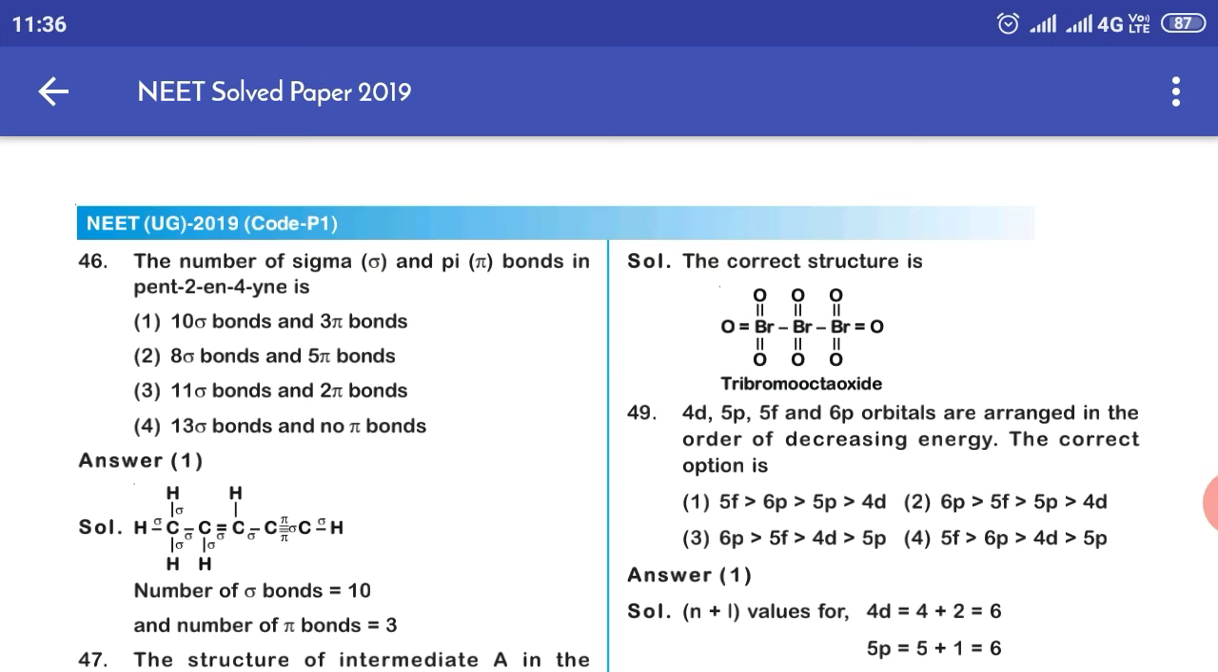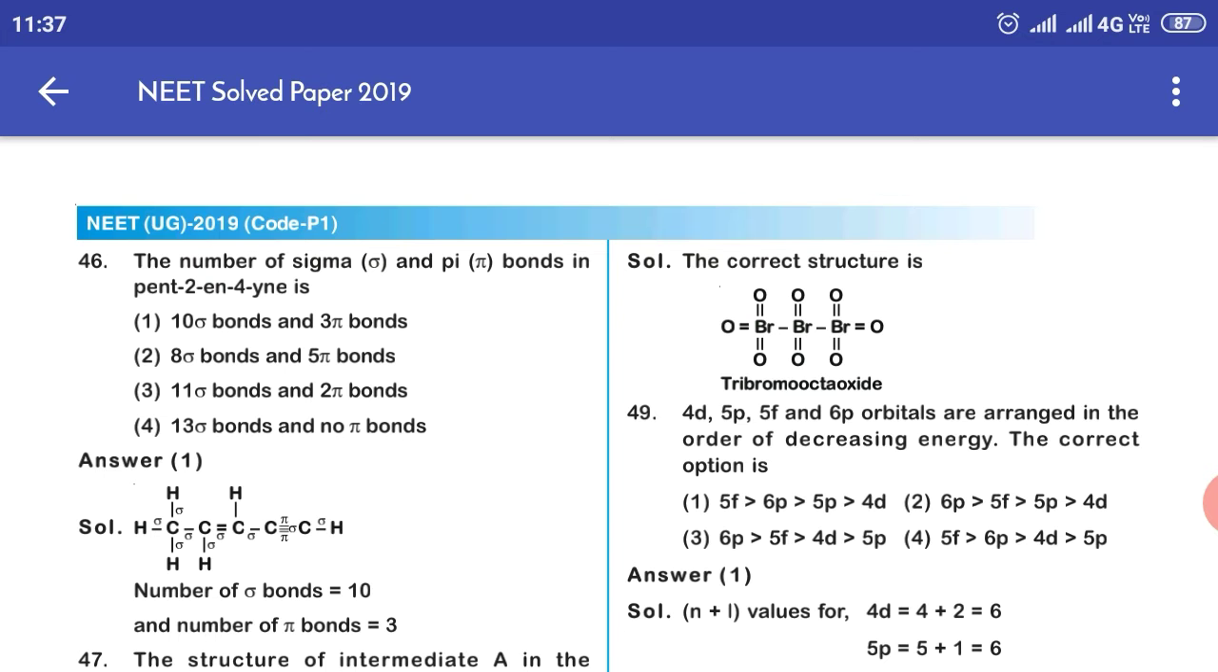Question number 46. The number of sigma and pi bonds in pent-2-en-4-yne. The question is how many sigma and pi bonds are there in pent-2-en-4-yne. To solve this question, you have to know IUPAC nomenclature very thoroughly. Here you have to draw the structure of pent-2-en-4-yne, then you can calculate the number of sigma and pi bonds.